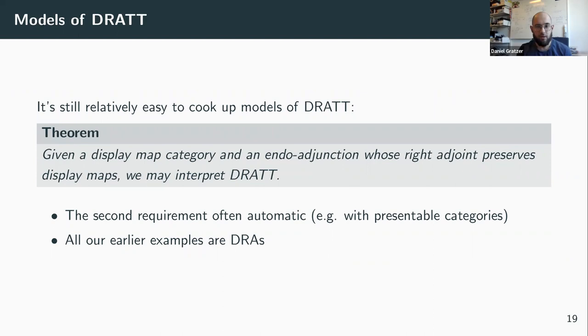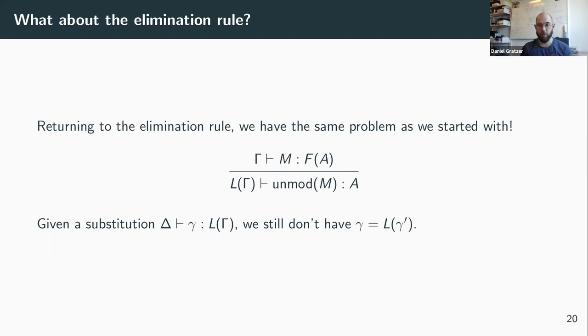Okay, so let's talk about the bad news. If you'll remember, we started all of this off because our formation rule was something like F gamma proves FA. And we made all this fuss about the fact that it doesn't have a substitution principle because not every map into F gamma can be uniquely factored. Well, the thing is, we've actually kind of painted ourselves into exactly the same corner, but at least this time we've moved the problem to the elimination rule.